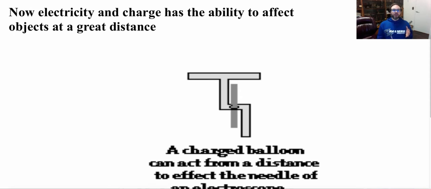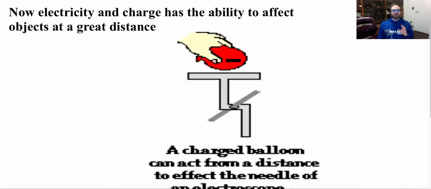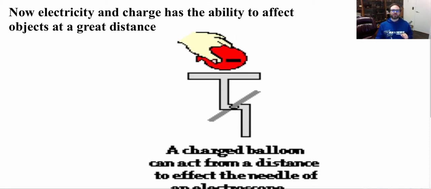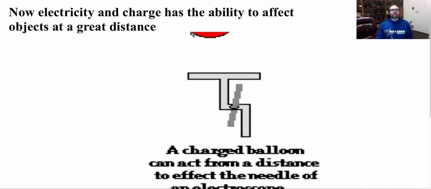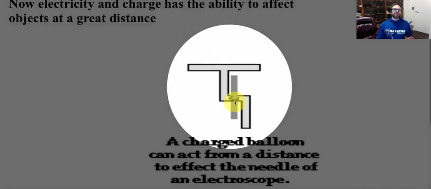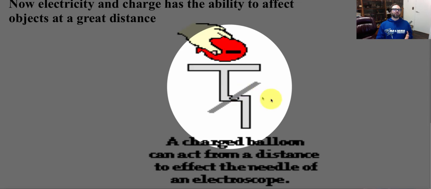So just like gravity in Physics 20, when we look at electricity and a charge, it has the same ability to affect objects at a great distance. For instance, when I put this charged balloon near this electroscope, what's going to end up happening is the needle is going to move away. It causes this needle to move.